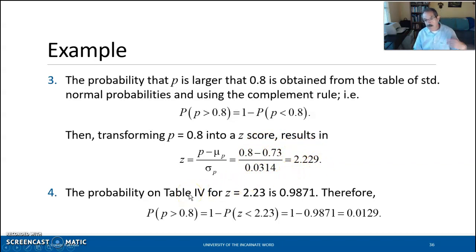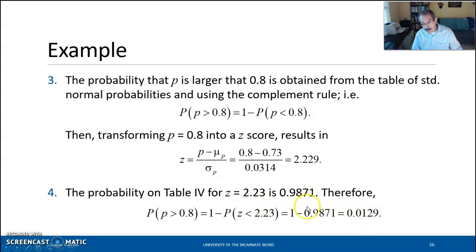So if you go on to table 4 and look for this z-value, which you need to round to 2 decimal places, so for z of 2.23, you find a probability of 0.9871. So we can say that the probability that the proportion of travelers who say that the location of the hotel is most important is bigger than 0.8 is the same as 1 minus the probability that z is less than 2.23, which, using 1 minus that quantity that we found in table 4, is 0.0129.